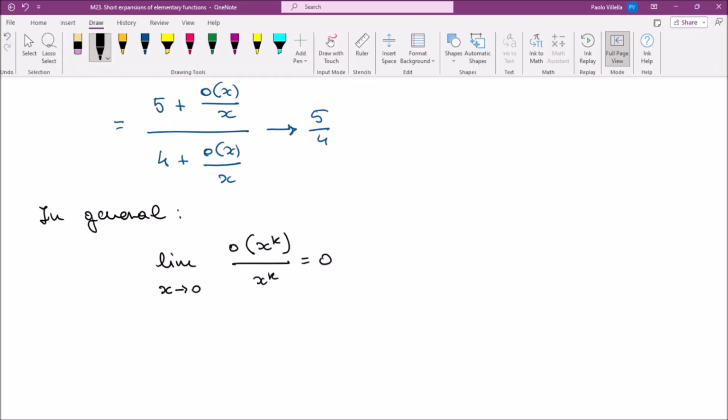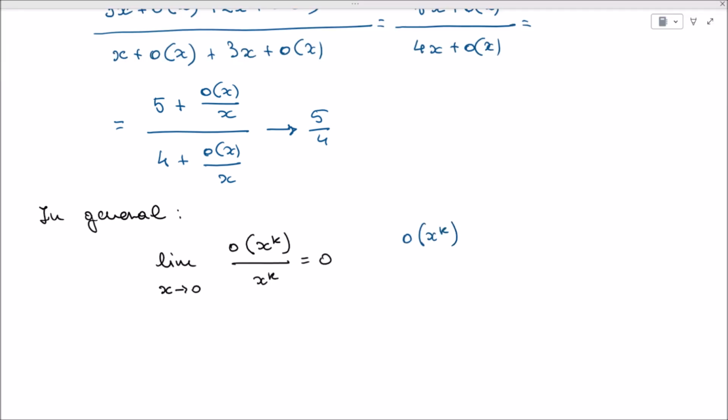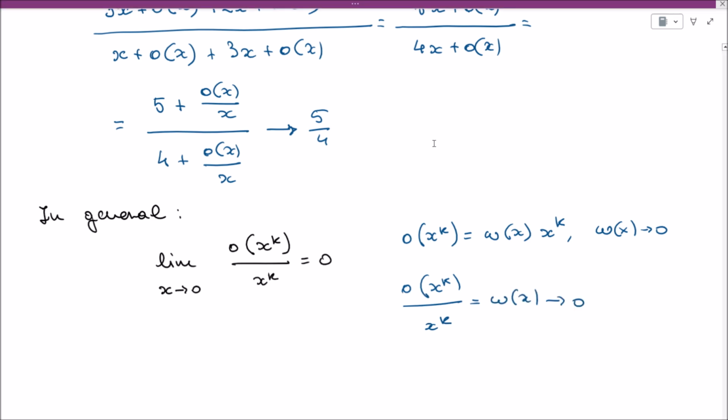What is the proof of this? Well, clearly, little o of x to the k is something that can be written as omega of x times x to the k, for omega of x that goes to 0. So clearly the fraction o of x to the k divided by x to the k, if we replace with omega times x to the k, will simply give omega of x, that of course will tend to 0. So this proves the statement.